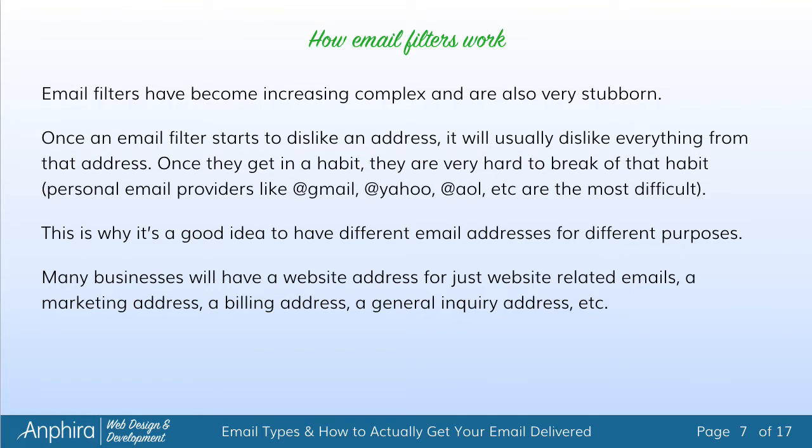Email filters have become increasingly complex over the years, and they have also become increasingly stubborn. Once an email filter starts to dislike an address, it usually dislikes everything from that address. And once these filters get in a habit, they can be very hard to break of that habit. Personal providers like Gmail, Yahoo, and AOL are usually the most difficult to get to break their habits.